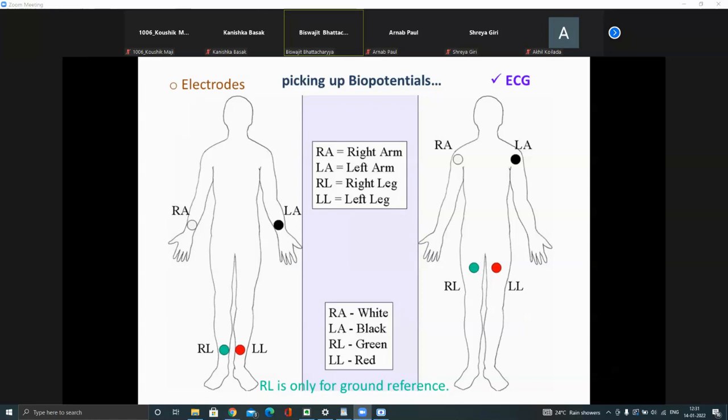And the color code is also maintained. Right arm means the white electrode. Left arm means black. Right leg is green; it is the reference. Left leg is red.